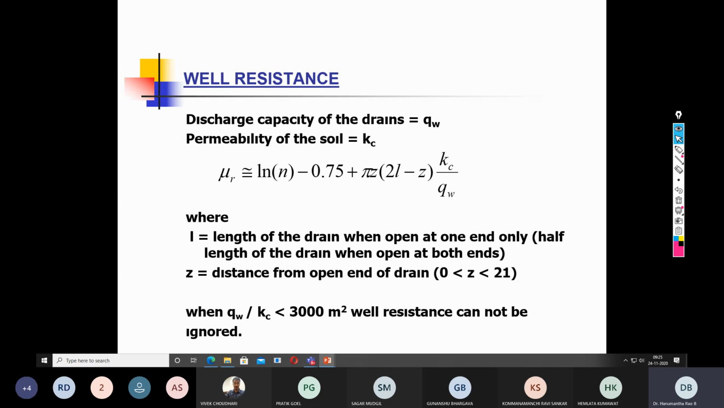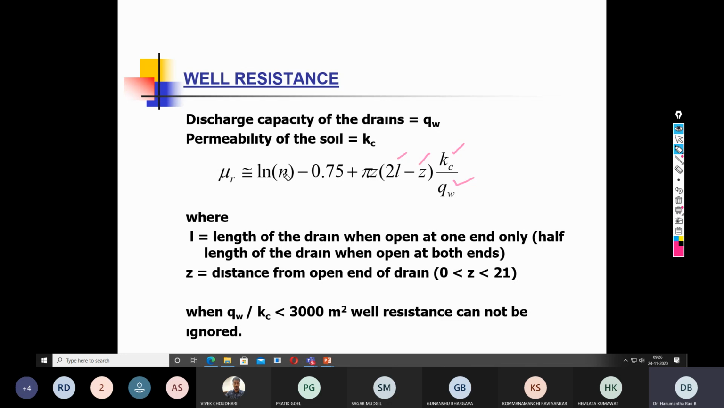So this is the equation for mu that we were discussing in the previous slide. Here there are other terminologies also. QW is the discharge capacity of the drain. The permeability of the soil is Kc. Z is the thickness of the layer, and L is also a thickness, but there is a small distinction as you can see. L is the length of the drain when open at one end only, and half the length of the drain when open at both ends. Z is the distance from the open end of the drain. So these are the distinctions. When you solve the problems, you can understand how to distinguish between L and Z.